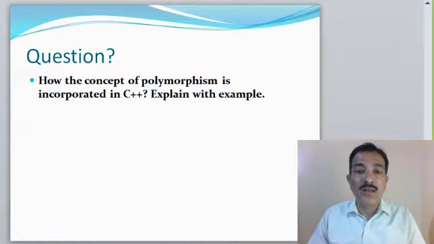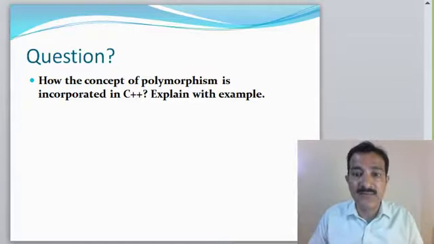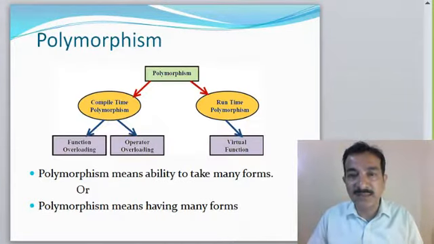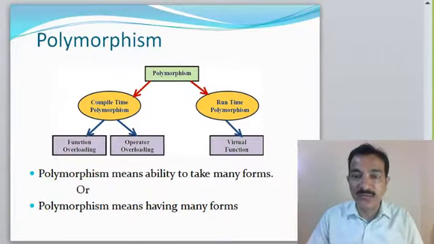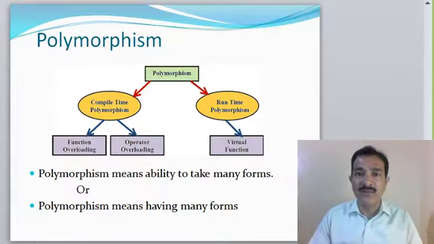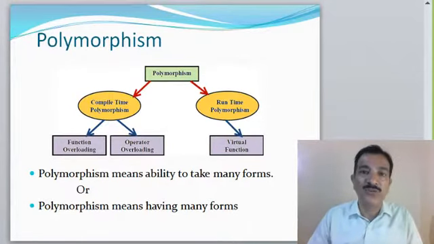So the next question is how the concept of polymorphism is incorporated in C++. Explain with example. So let us first check what is polymorphism. I think I have already explained to you what is polymorphism, but I wanted to execute a program of function overloading. Basically, operator overloading we have already done, and let us do function overloading.